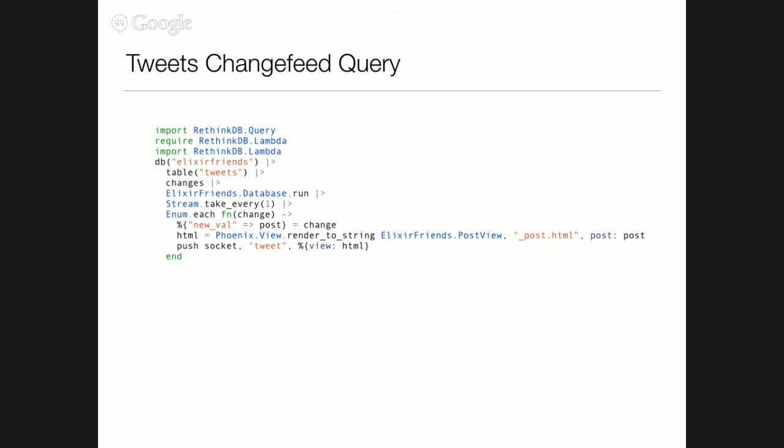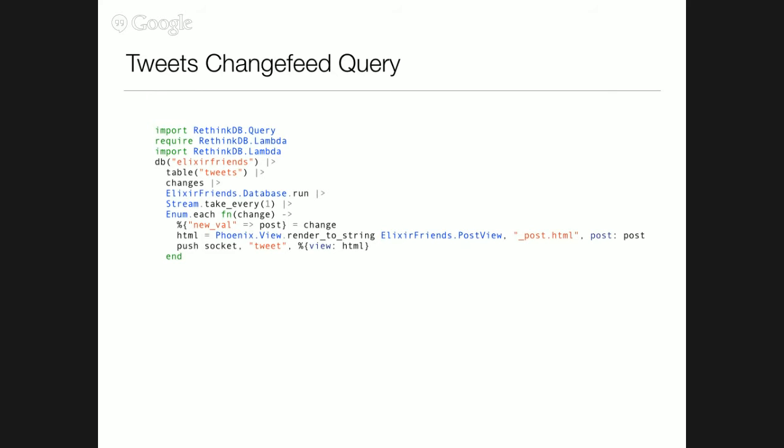Basically, you have an old val and a new val when a change comes across, and the new val I'm just pattern matching into a post from the change. And I'm actually just rendering some HTML here. Usually you would probably render JSON or protobufs, but this just renders HTML, and it pushes across a socket.